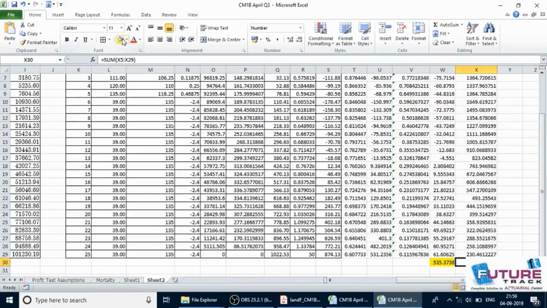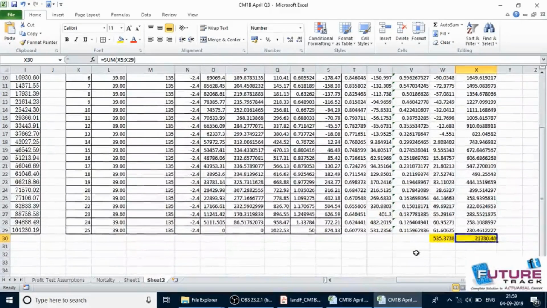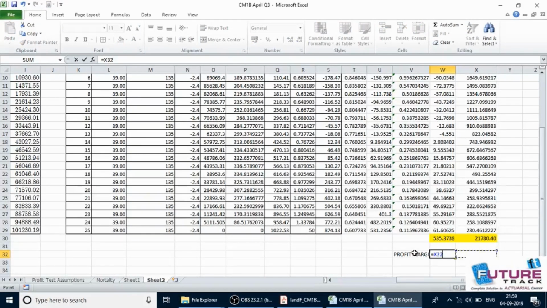So this is my EPV of premium. Now to find the profit margin, what we have is my NPV divided by the EPV. Fine. So this is my profit margin.